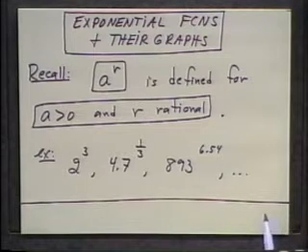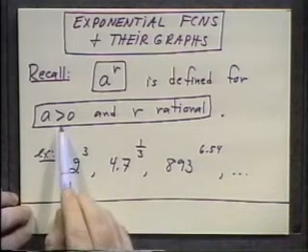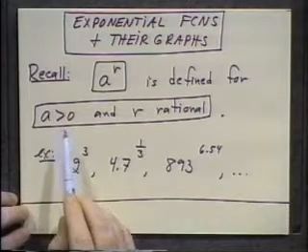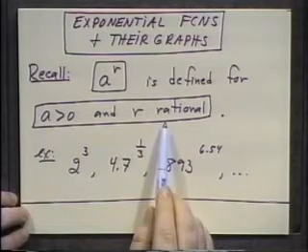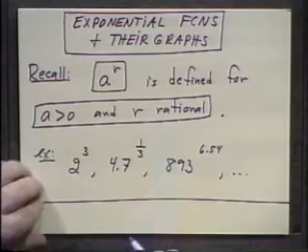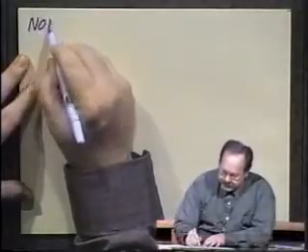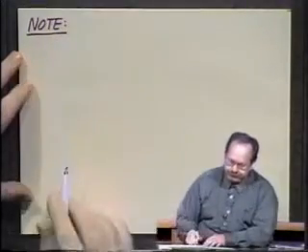Now we ask the natural question, why did you limit yourself to a greater than 0? And can this be defined for r being an irrational number? Well, let me give you some answers to both of those. Put this in the form of a note here.